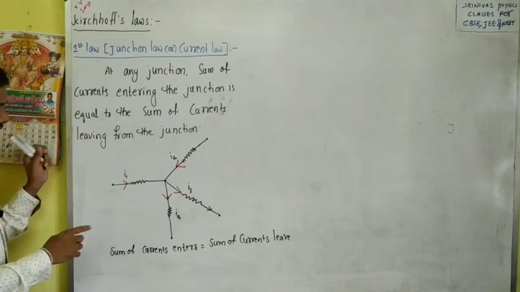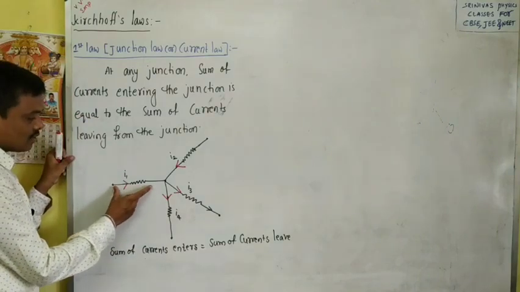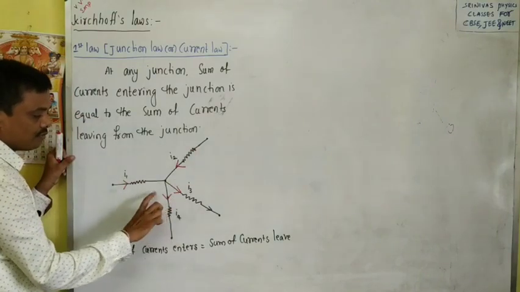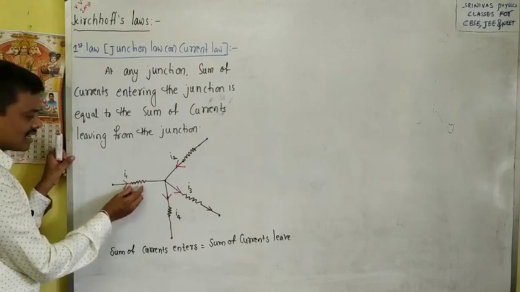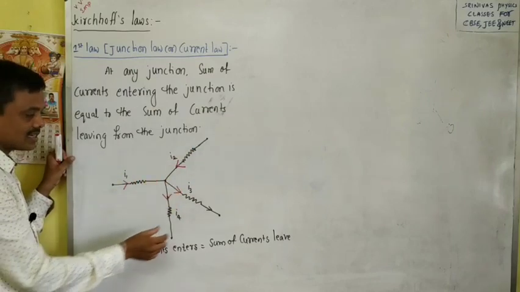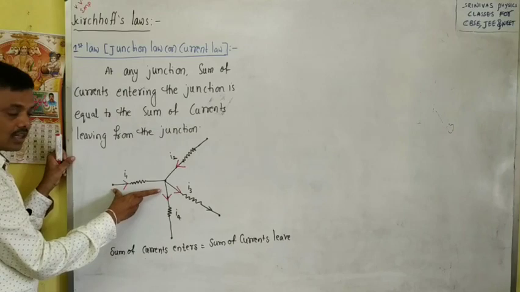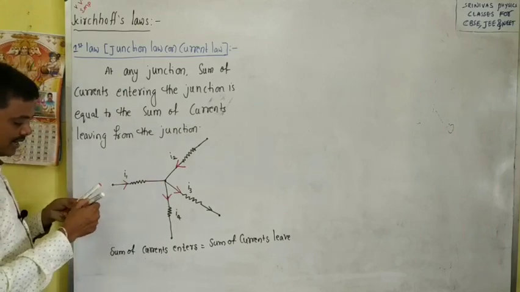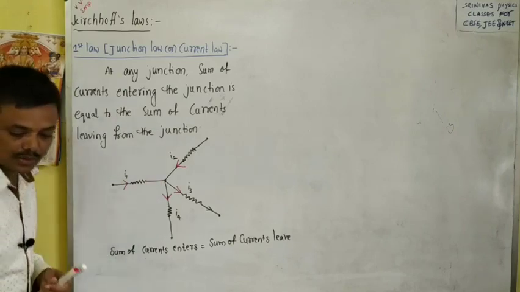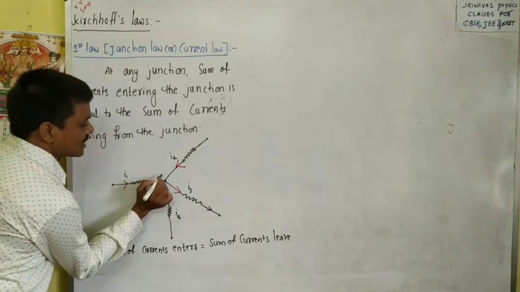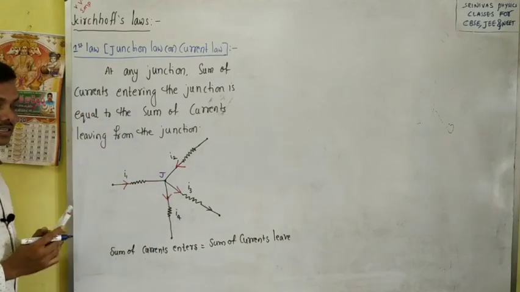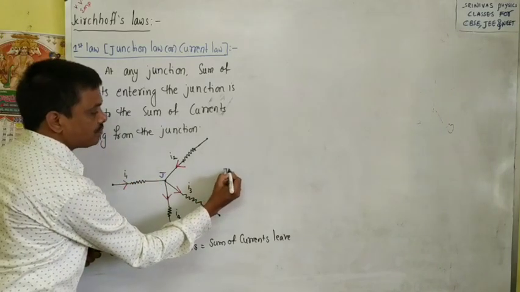Look at this diagram. There are some wires, 1, 2, 3, 4 wires. This is the resistance; each wire has some resistance. Now these 4 wires are meeting at this point, and this point is said to be the junction, where J is the junction.